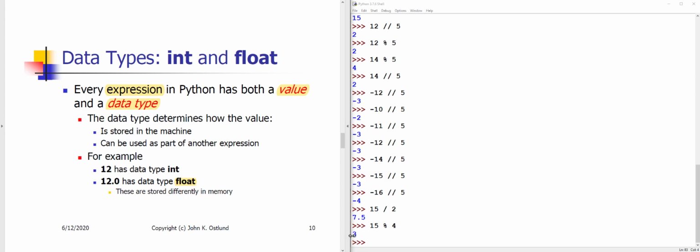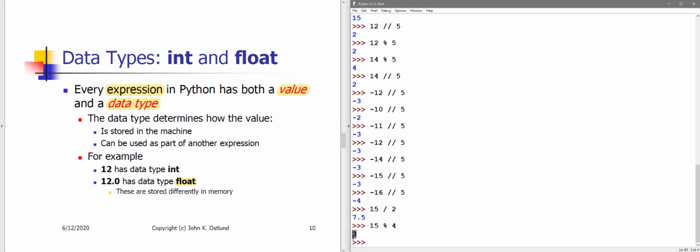The value 3 here, without the decimal point, is an example of what's called an int value. The data type in general determines how the value is stored in the system, that is, how much memory it takes and what the pattern of bits is that represents that value in the system. The type also implies how you can use that value in some other expression. And we'll talk more about that idea as we move along.